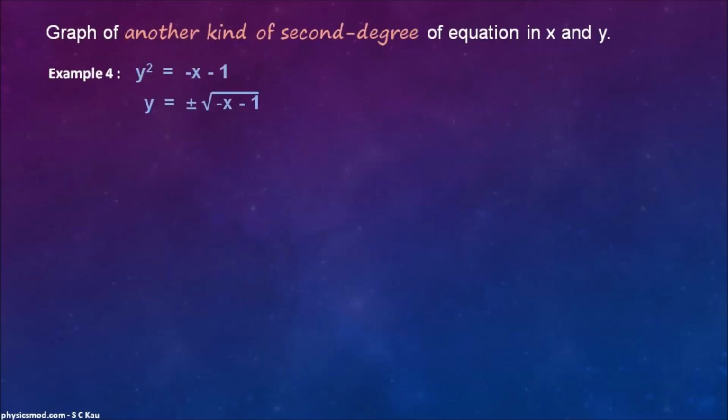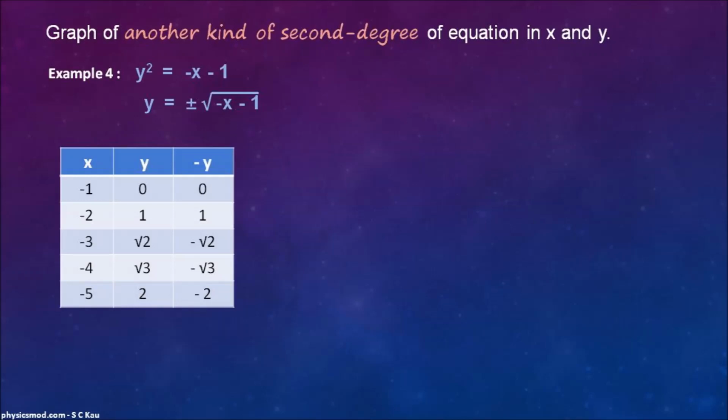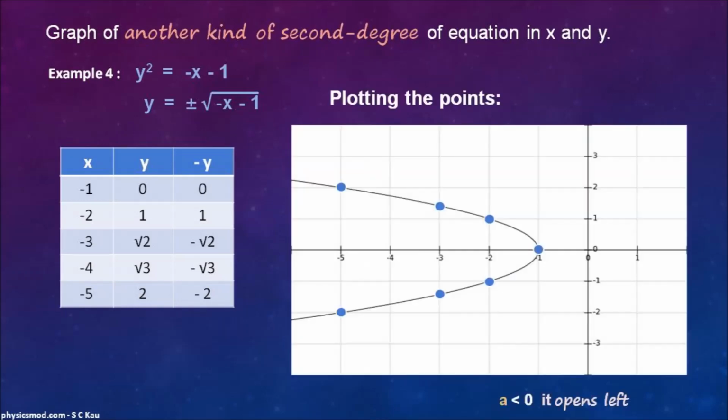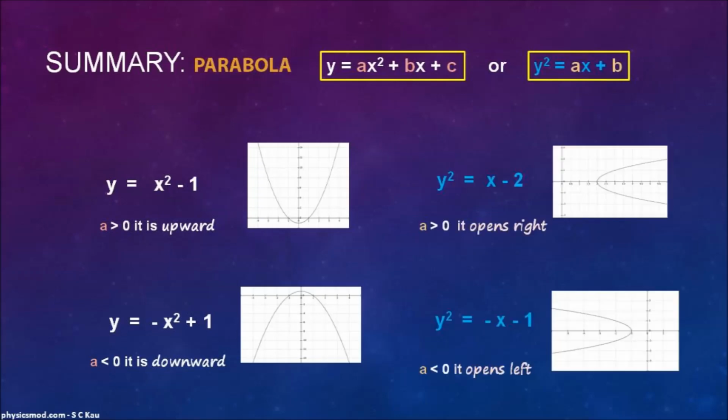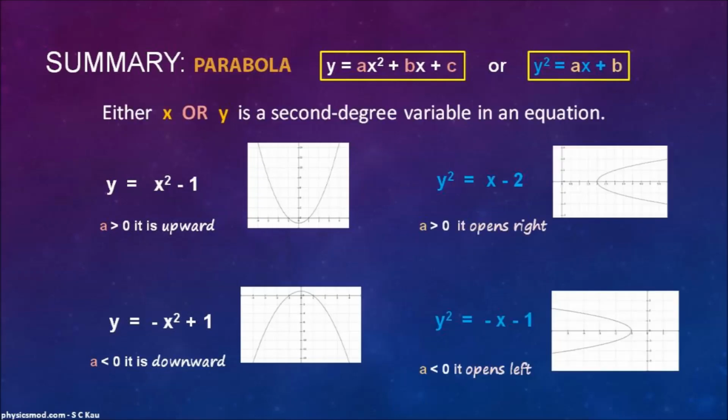Let's have our last example. The parabola of this equation opens left. To summarize, our lesson is about the graph of an equation of a parabola. If you have observed, it's either the x or y that is raised to 2.